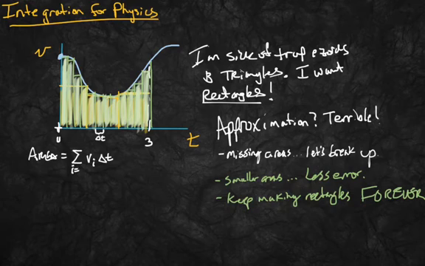Okay, so to give you a little preview of what's going on here, the area of any one particular one of these rectangles is the height of the rectangle, which is our velocity, right? This is our VT graph. Times the width of the rectangle. And that's going to give us our v_i delta t.